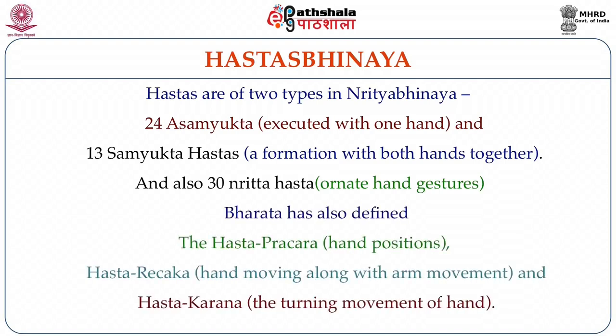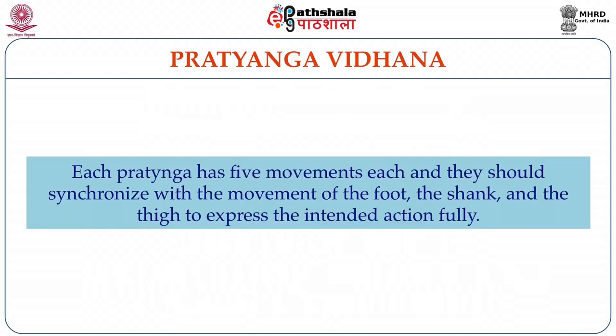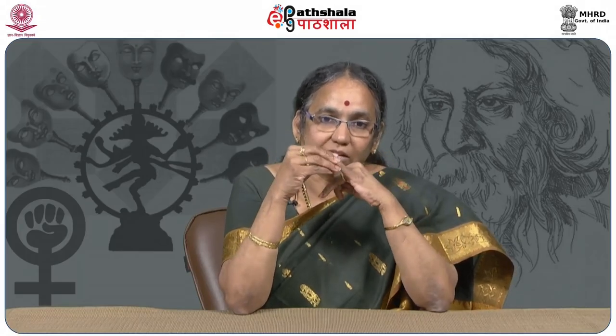Bharata has also defined the hasta prachara, the hand positions; hasta rechakas, the hand moving along with the arm movement; and hasta karanas, the turning movement of the hand. Pratyanga vidhana: each pratyanga has 5 movements, and they should synchronize with the movements of the foot, the shank and the thigh to express the intended action fully. This is called chari. When all the pratyangas along with the foot, shank and thighs are moved, they are called charis.